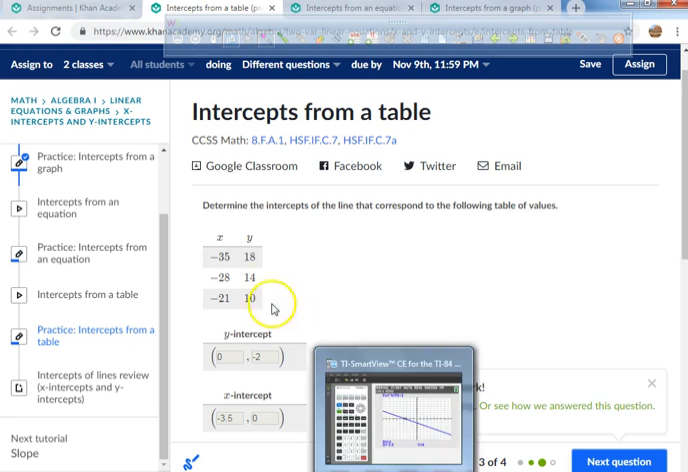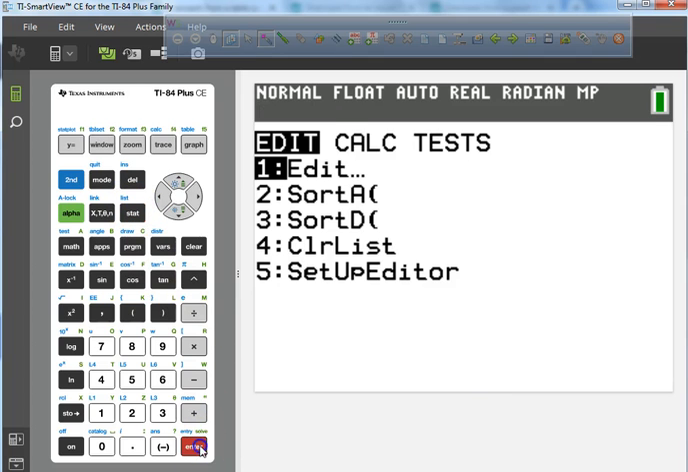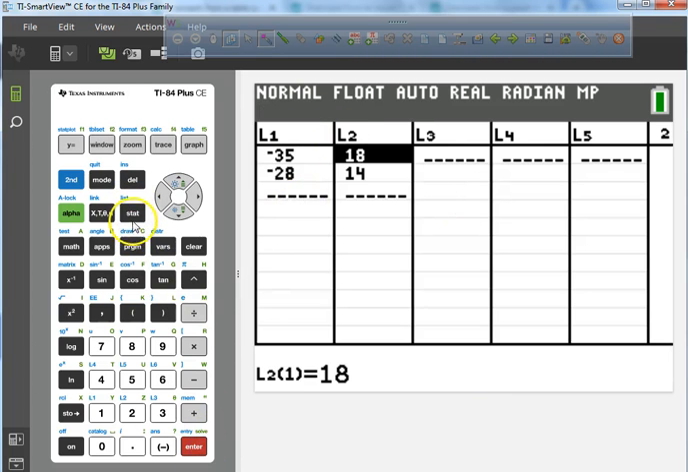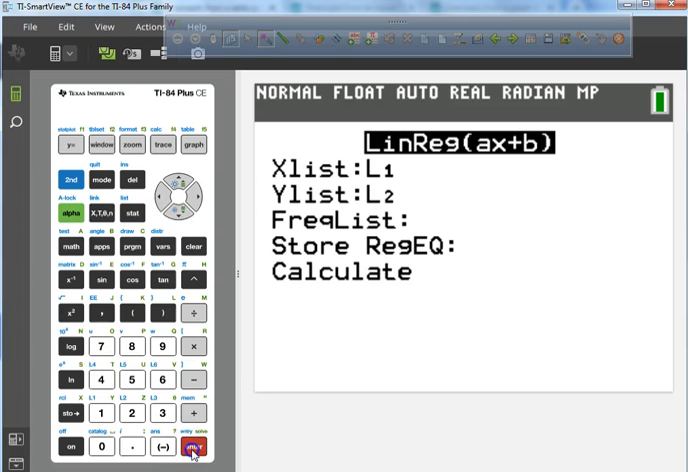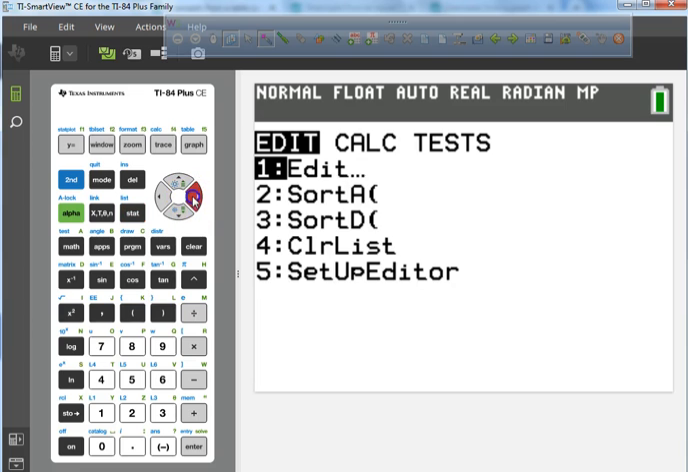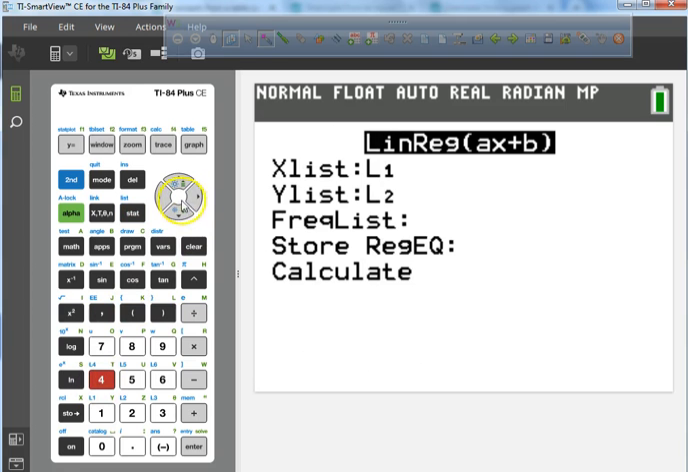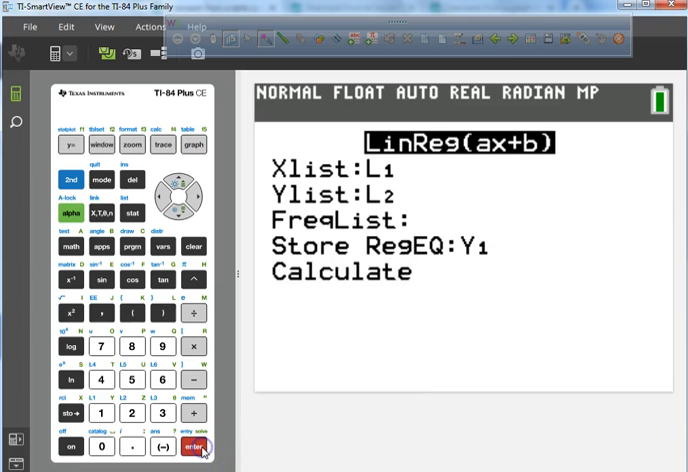Okay? Just remember, take these numbers and do what? Go to your stat editor. Plug them in, then hit stat. Right arrow. Go down to number 4. Go down to where it says calculate and calculate your slope and your y-intercept. Now, one more thing. Check it out. Stat. Right arrow. Number 4. You guys see where it says store regression equation? Look what you can do. You can store it, alpha trace, you can store it in your y1.